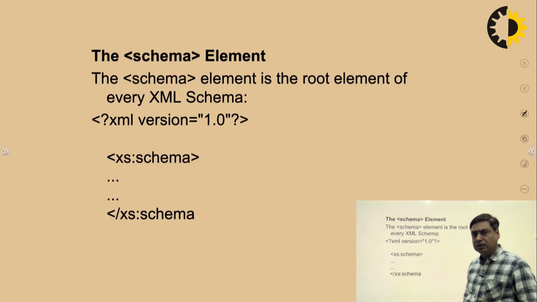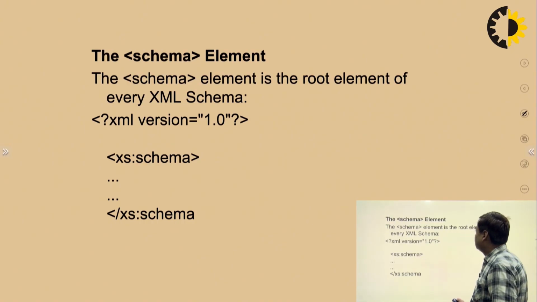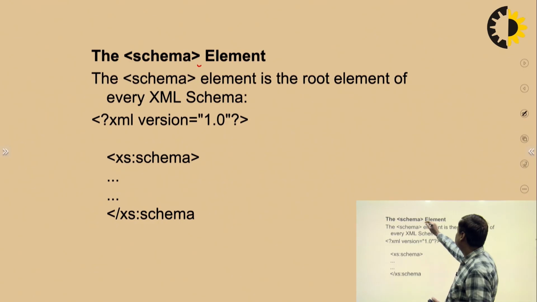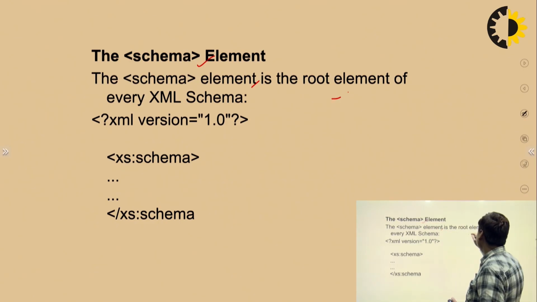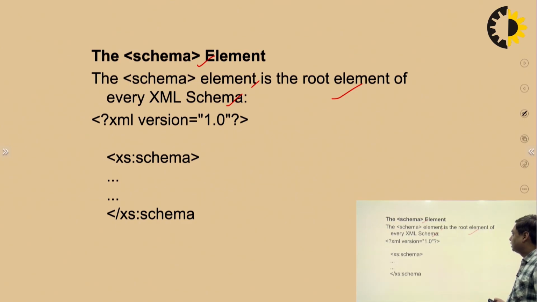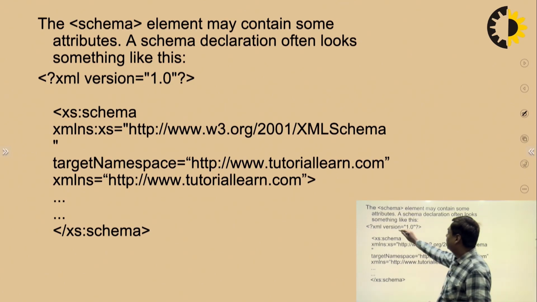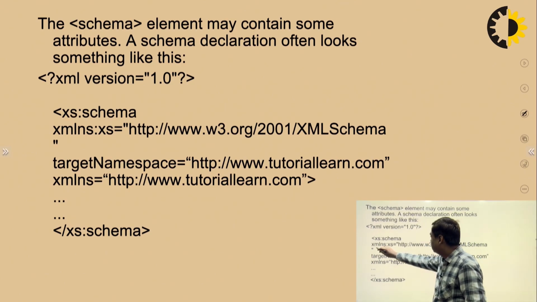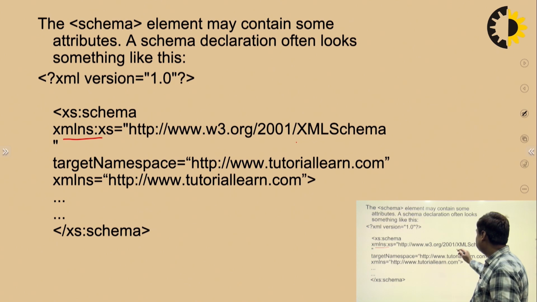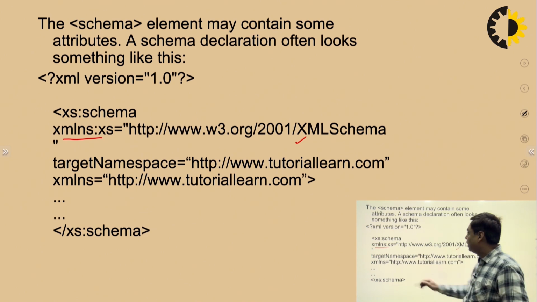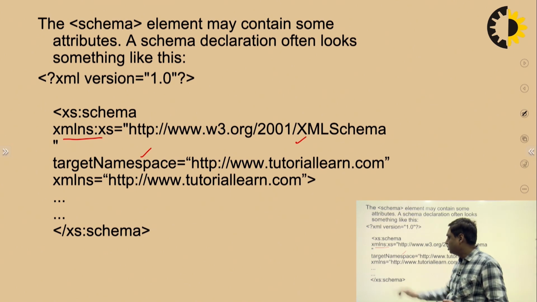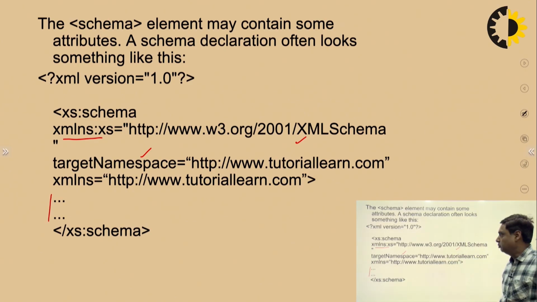Now just for knowledge, what is the schema? Schema is an element that defines the root element of an XML schema. So basically it is the root element of XML schema. Then you have to define some namespace. Namespace is mentioned, and you can also give the target namespace. There are many other attributes that you can define under the schema.